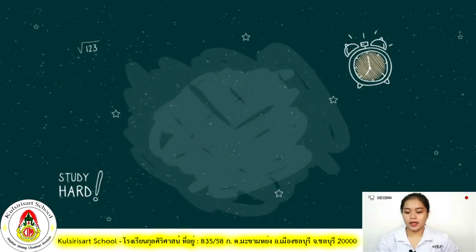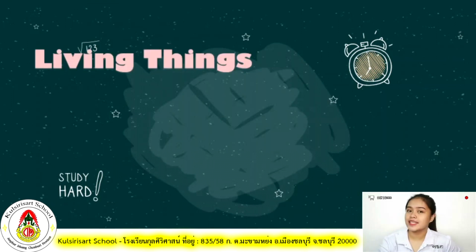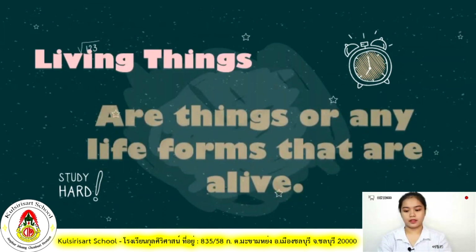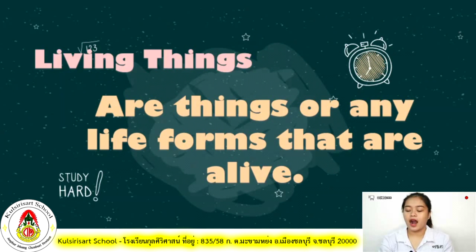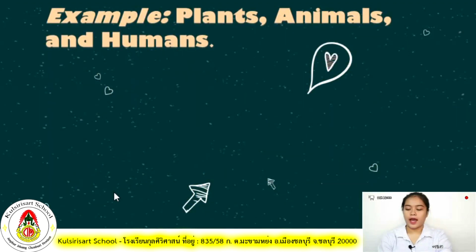Alright, let's now know what a living thing is. Living things are things or any life forms that are alive. Can you read it again with me? Living things are any life forms that are alive. Examples are plants, animals, and humans.